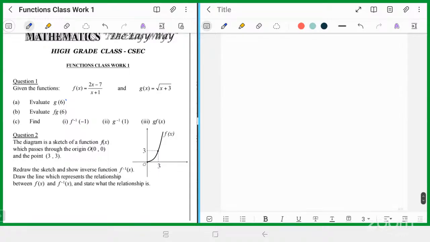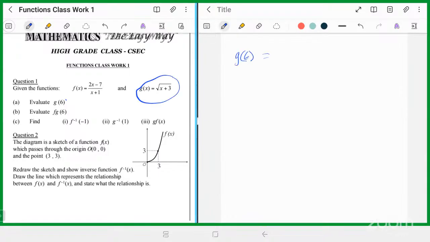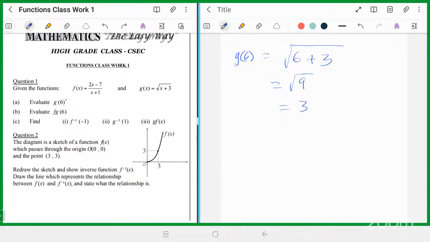Oh, right. So g of 6 is 6 in this g function. So it becomes the square root, where this x is, I'm putting 6 there, plus this 3. 6 and 3 here is 9. So we're doing the square root of 9. The square root of 9 is 3. So g of 6 is equal to 3 in the first part.